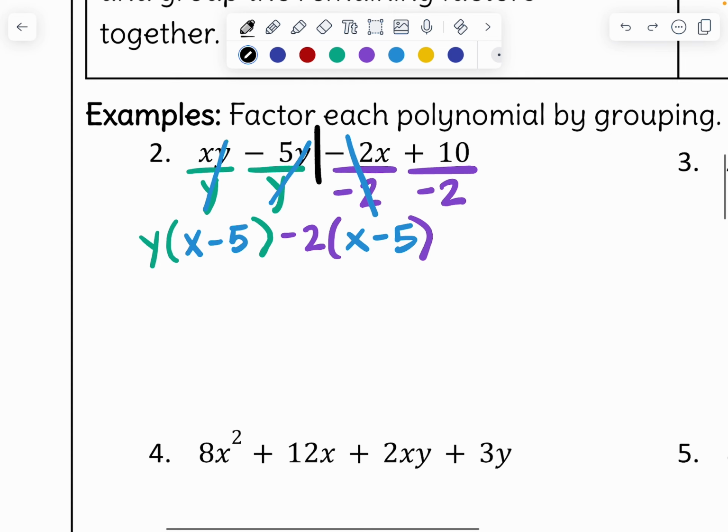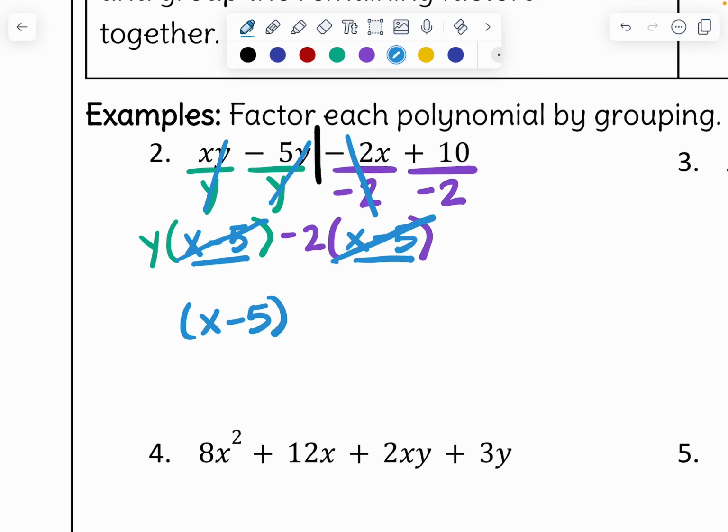Okay, so now we have matching binomials. We have x minus 5 and x minus 5, so we're going to put that in its own set of parentheses. And then in the second set of parentheses, what is left is y minus 2.